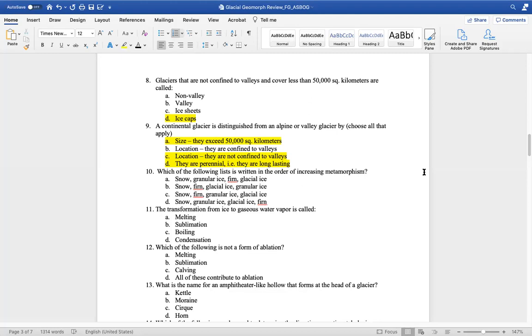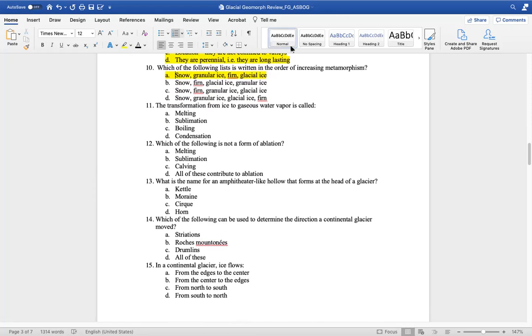So maybe that's more helpful to some people than just memorizing the order, but generally, I would say personally, snow, firn, and then glacial ice. But for this particular question, we'll have to consider granular ice, which is kind of an intermediate between snow and firn, as the correct answer is A.